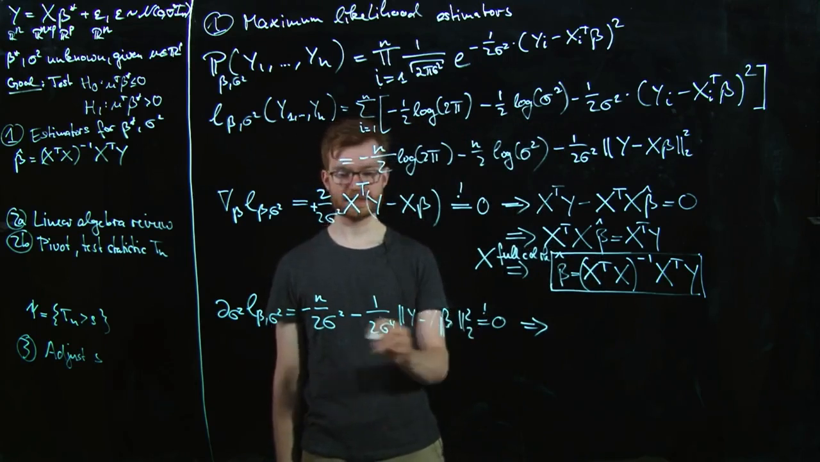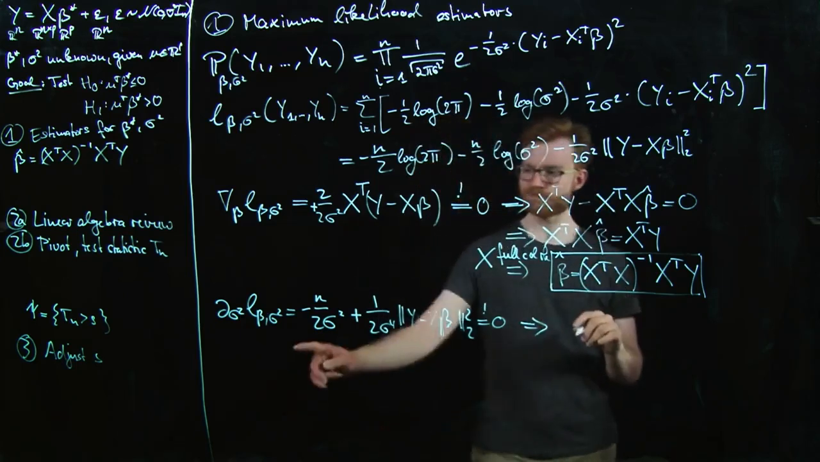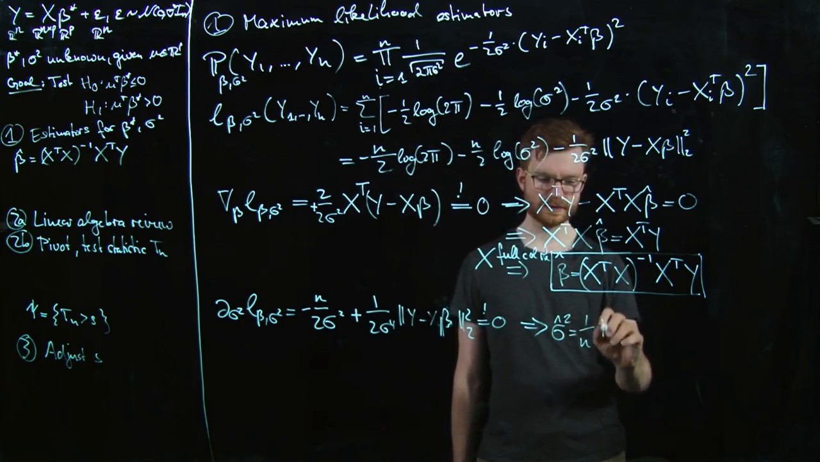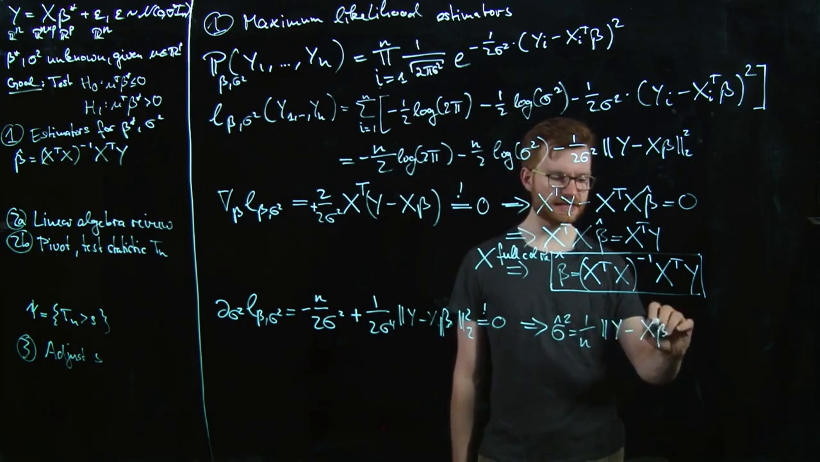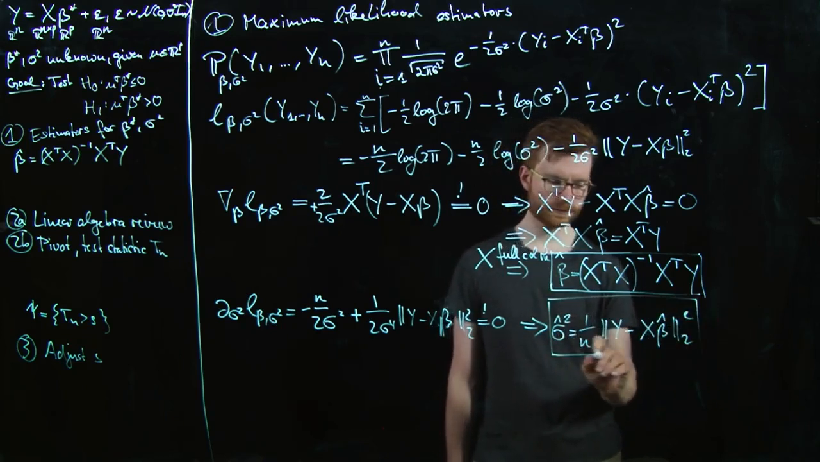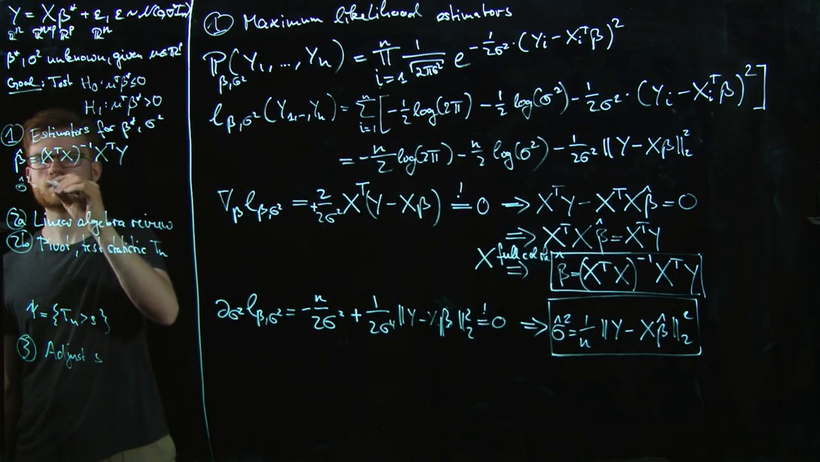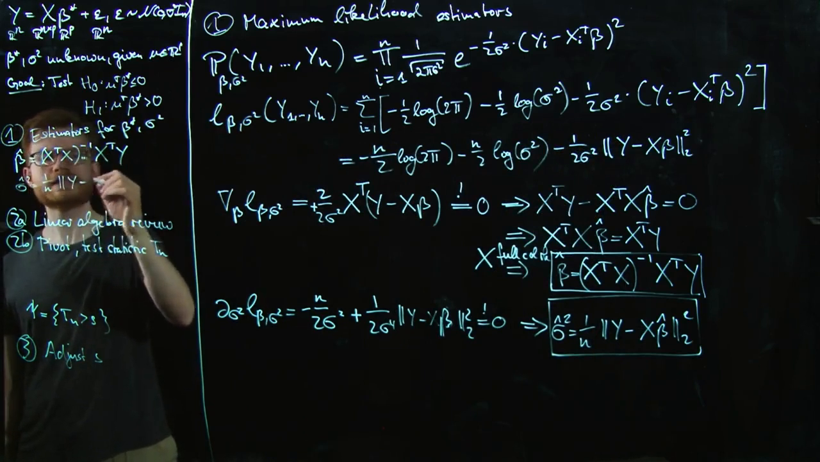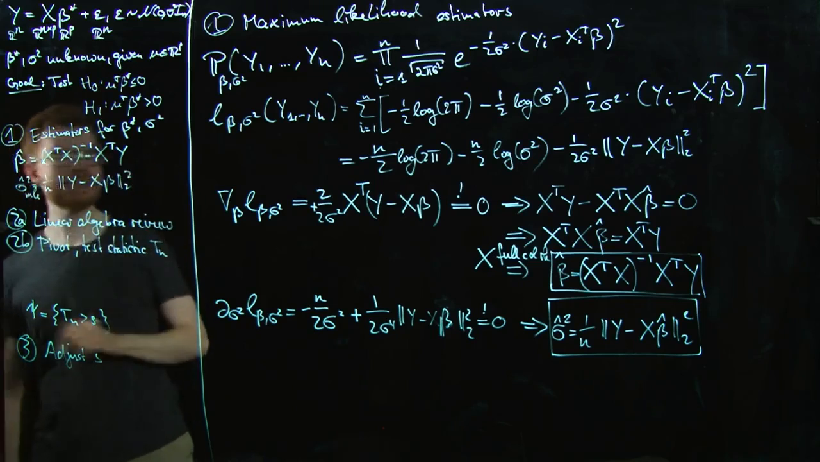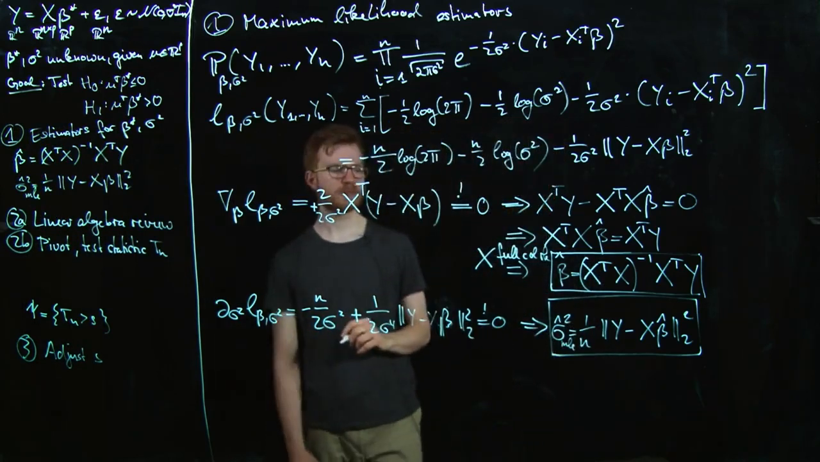And I made a mistake somewhere. I forgot the plus sign here. So this is going to be plus sign because 1 over gives me minus. So we see that sigma hat squared is 1 over n, y minus x beta hat squared. And let me call this sigma hat MLE, for maximum likelihood estimator, because we might have to modify it later.